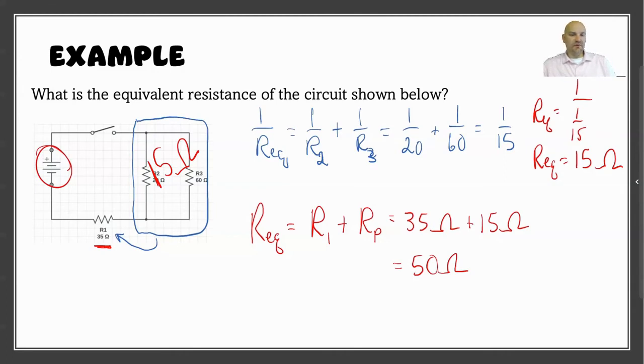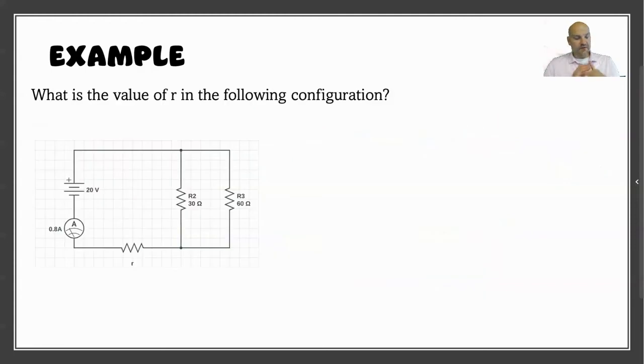They may ask you, what is the voltage across each resistor? What is the current across each resistor? So there are all things that they can ask at this point in time. But it all starts, right, by finding the equivalent resistance, okay? Now, let's look at this one. So here it's asking, what is the value for R in the following configuration?